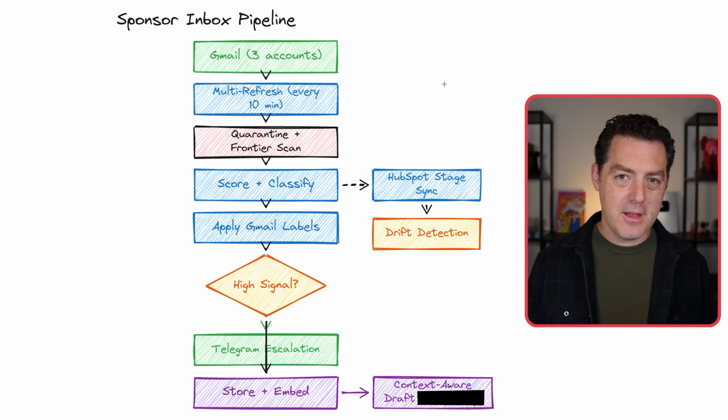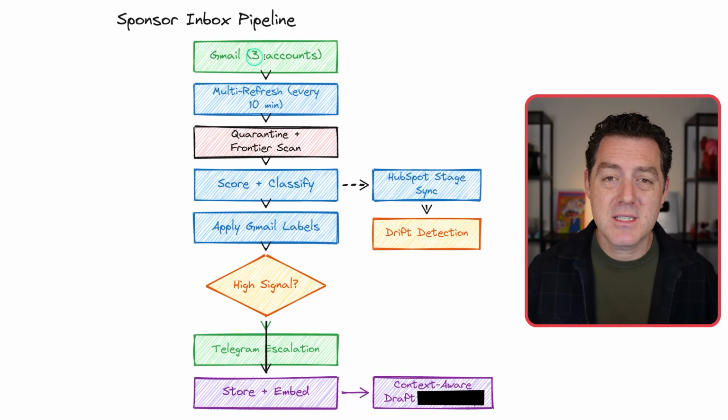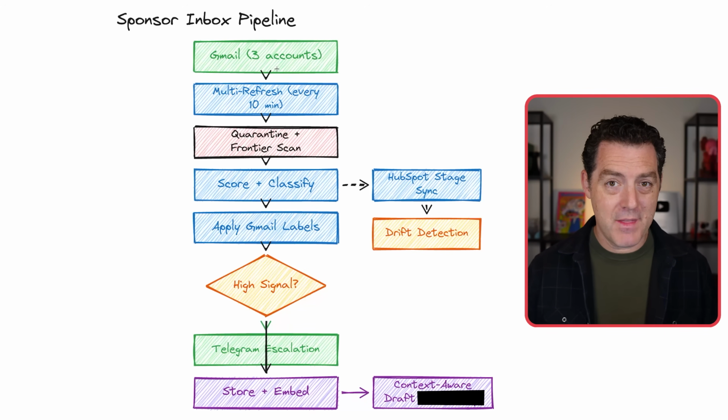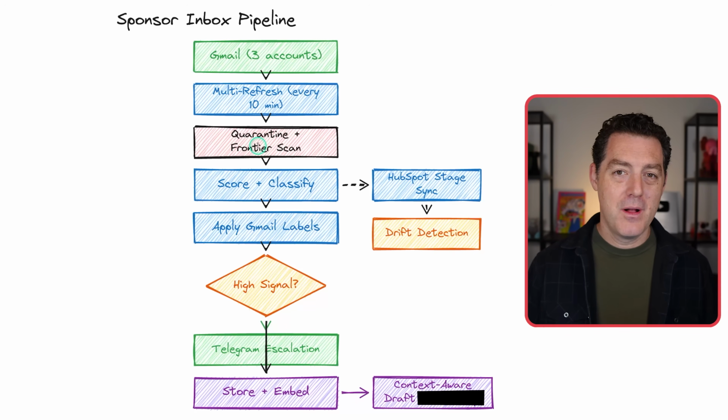All right, so finally, you have the prompt, you have the explanation of what it does. Let me show you the workflow from a high level. So first, we ingest from 3 different email accounts, one of which is active. That is the one that I assigned to my OpenClaw agent. Then we refresh every 10 minutes. We quarantine and frontier scan it. So what does that mean?